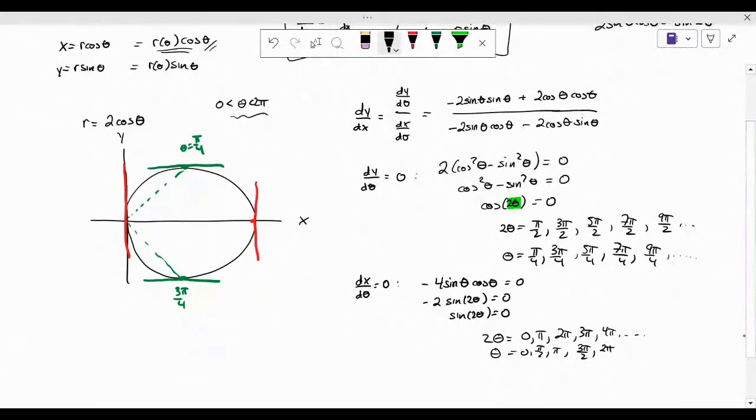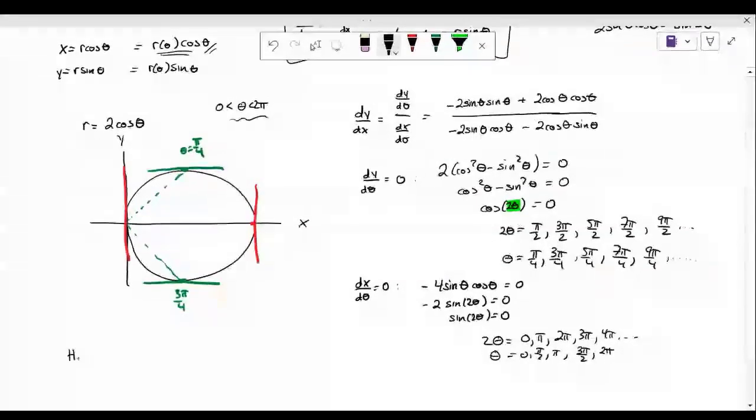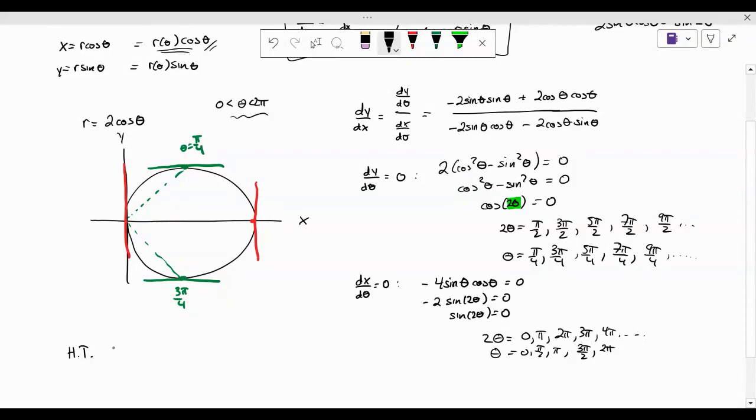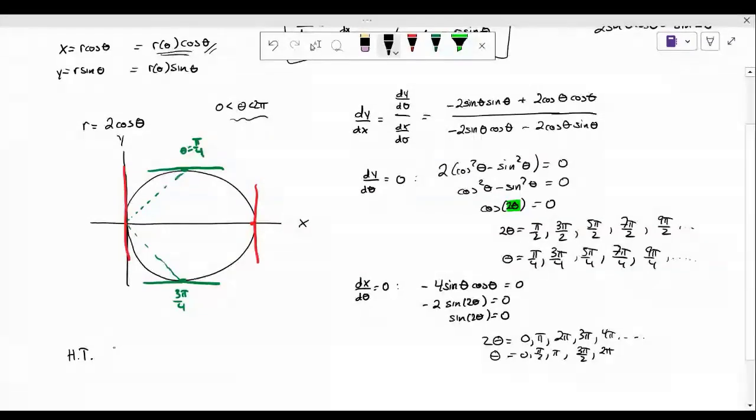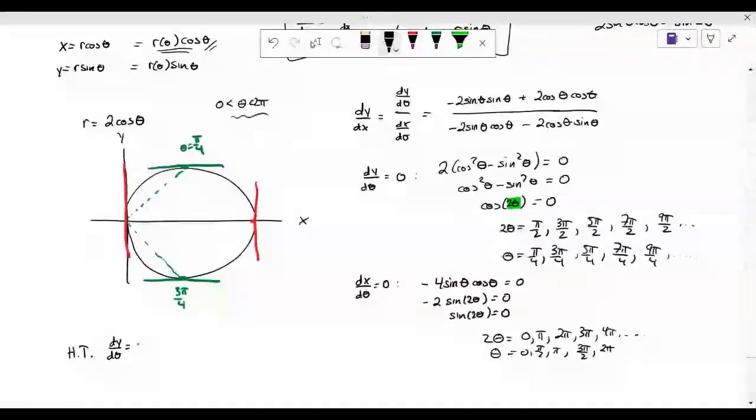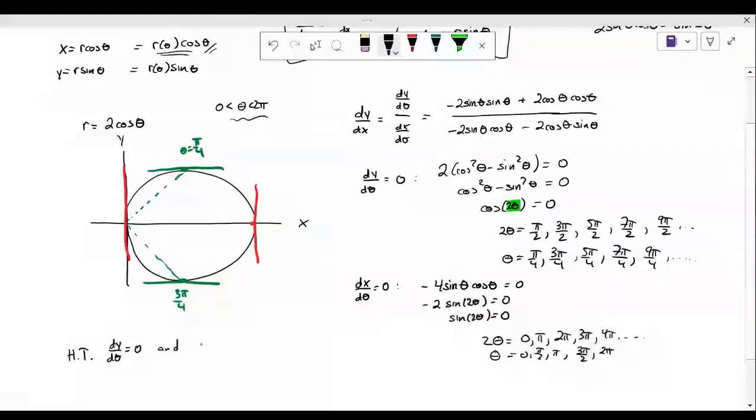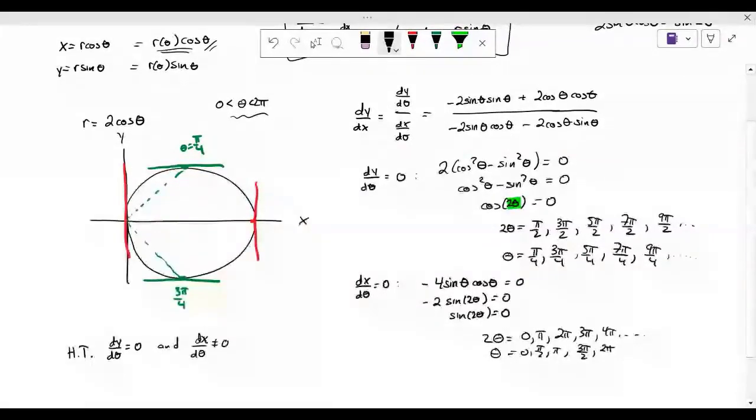All right, so now, when do we have horizontal tangents? Well, that's when dy dx is 0, if you'd like, that's when dy d theta is 0 and dx d theta is not. It's for sure we have horizontal tangents. If both are 0, we would have to take a limit as theta approaches the troublesome value of theta.